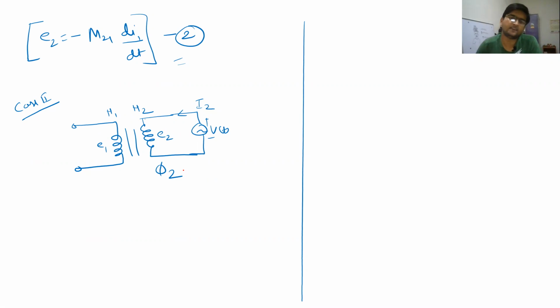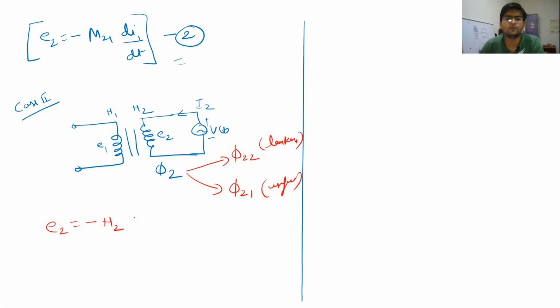As in the previous case, here also this flux phi 2 will be produced in the secondary coil, and it will also have two parts. First part is phi 22, which is leakage, and second part is phi 21. So this is your leakage flux, and this is your useful flux, right? Now let us write quickly those same equations as we did before. So in this case, similar to the previous one, E2 will be equal to minus N2 d phi 2 upon dt.